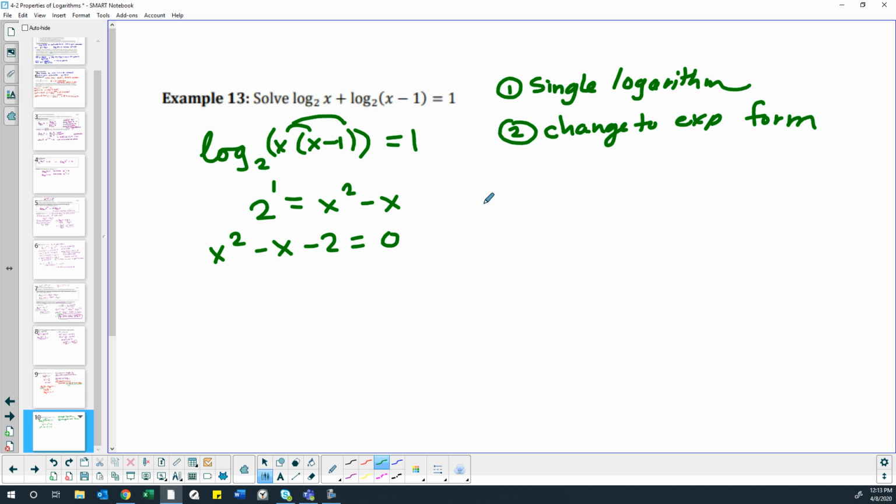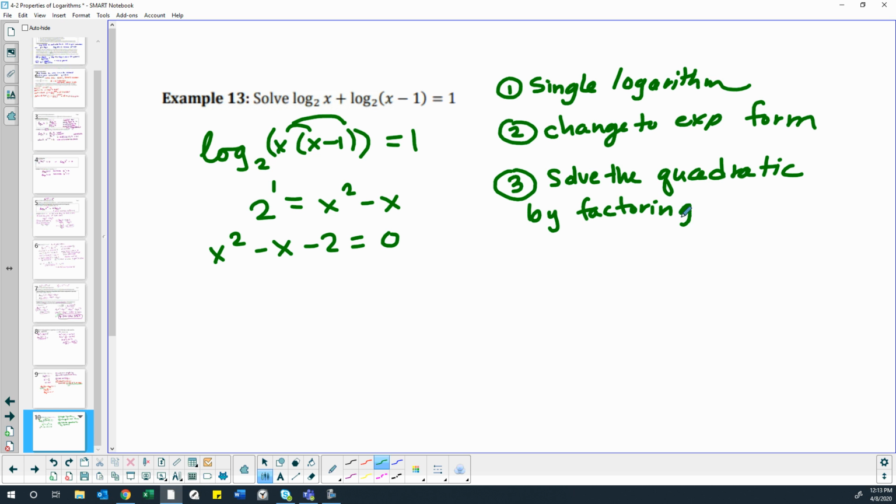I'm going to go ahead and move everything to one side. So what I'm doing here is I'm solving the quadratic, and I'm going to use the zero product property. So to do that, I have to factor. And then I set each factor equal to 0 to use that zero product property.